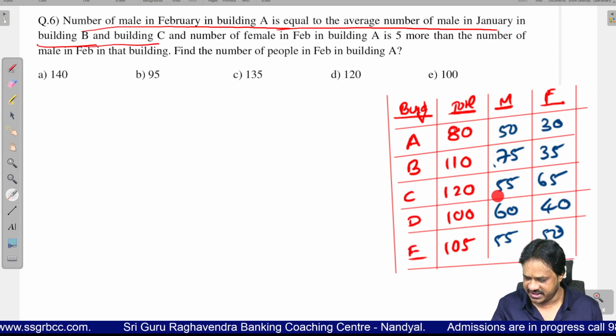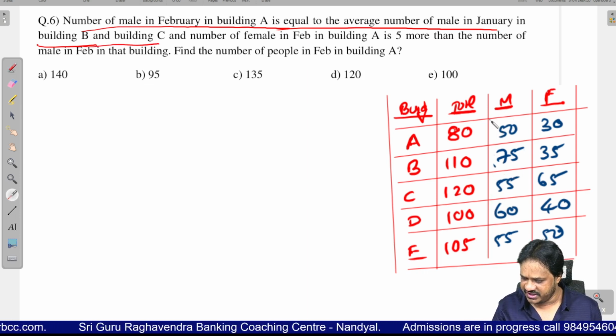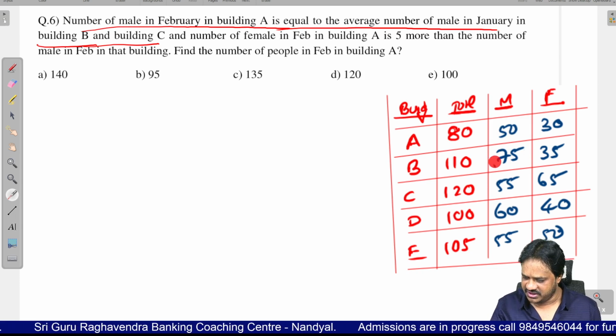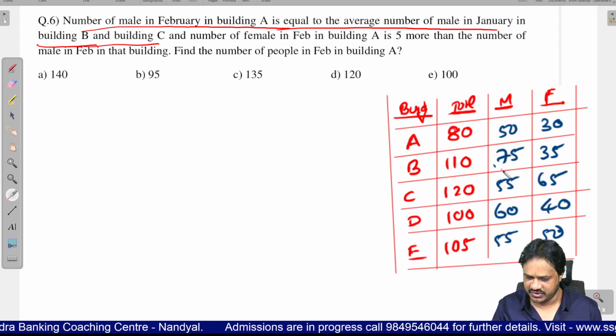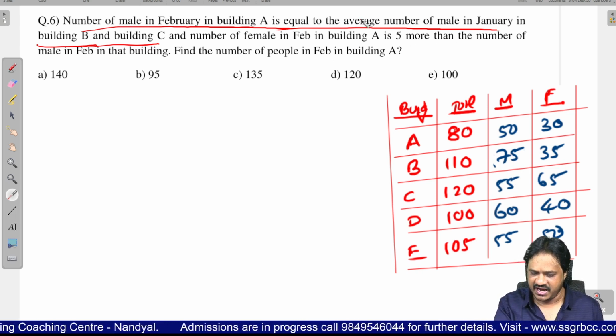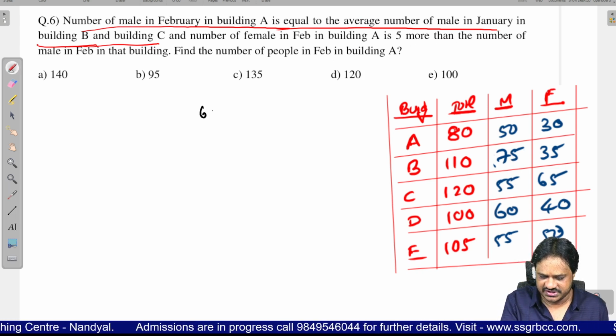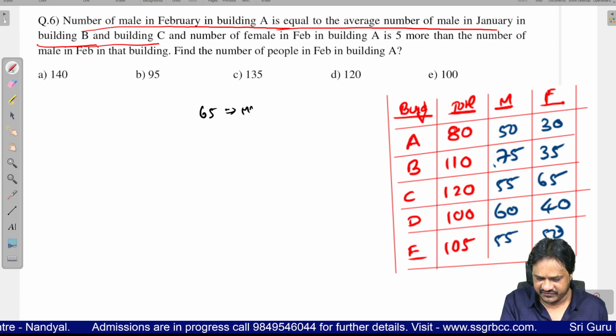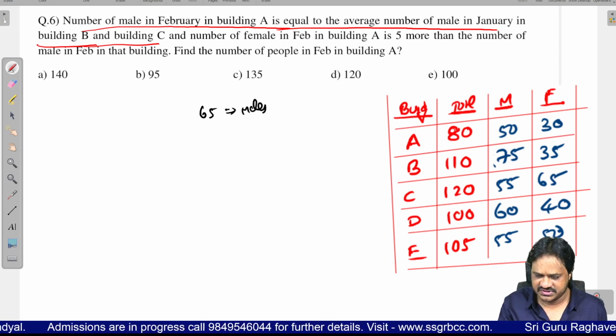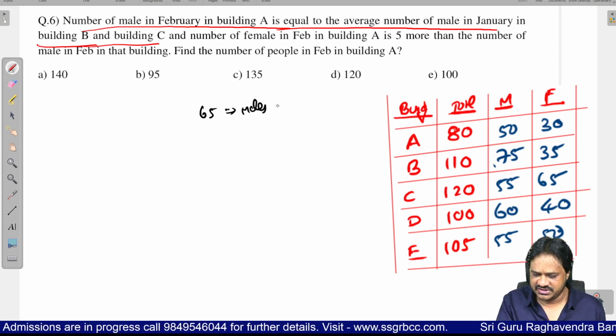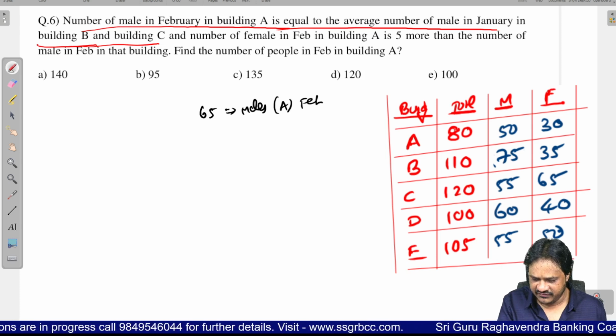See, this is the data about January. In January, males in building B are 75 and building C are 55. So 75 plus 55 is 130. Since it is given average, 130 by 2 is 65. These 65 are males in A in February.